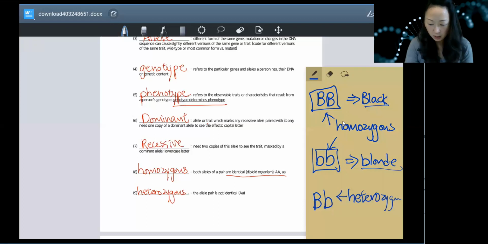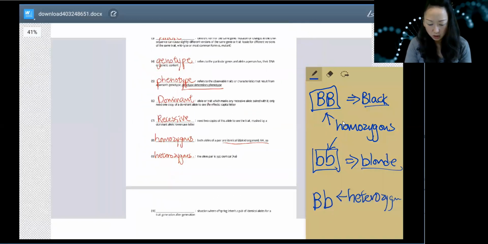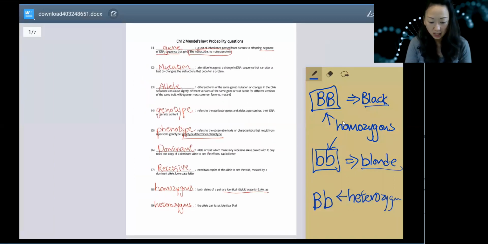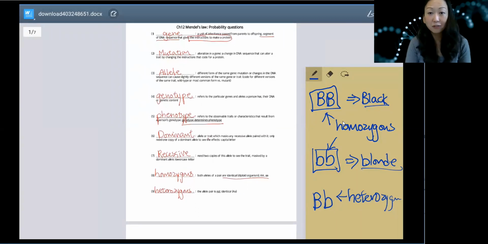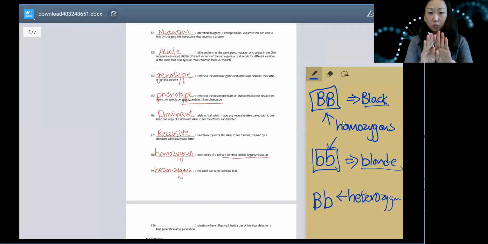Okay, so up until now, the goal is you'll be able to distinguish these terms, okay? What is a gene? When you have a change, it's called mutation. When you have different flavors of the same gene, they're all considered alleles for that gene. And whatever two alleles you put together, that is the genotype this individual has for that gene. And that genotype is going to determine the kind of trait that is shown, which is the phenotype.